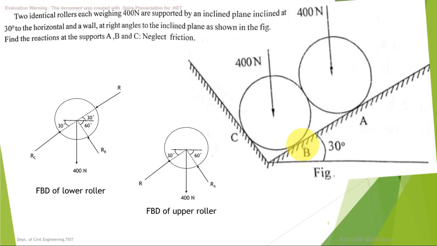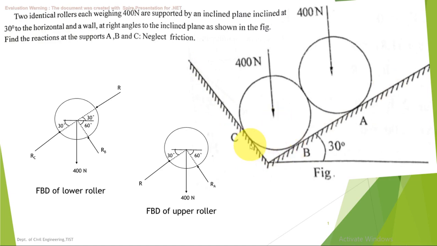In this video, I'll be explaining how to mark the angles in a free body diagram. In this question, we have two identical rollers, supported as shown in the figure. We have an inclined plane, inclined to the horizontal at an angle of 30 degrees. And you have a wall also, at 90 degrees to the inclined plane. So this angle is 90 degrees.